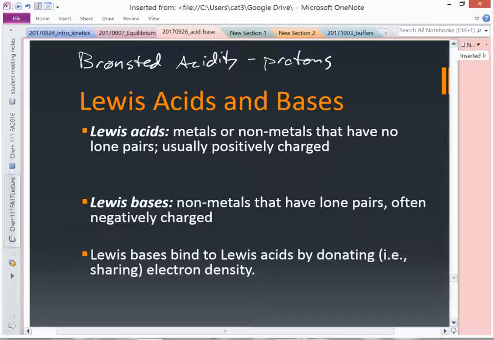Lewis acids and bases, you are looking for lone pairs. A Lewis acid, or an atom that is acting as a Lewis acid, accepts a lone pair. What you need to look for is, is it a metal? Yes, then it's a Lewis acid in this context. If it's a non-metal, you need to draw out the Lewis structure. If it does not have a lone pair, then it's probably acting as a Lewis acid. There are really not too many atoms that do this, so you'll pick up the pattern recognition pretty quickly. Lewis bases are non-metals that have lone pairs.